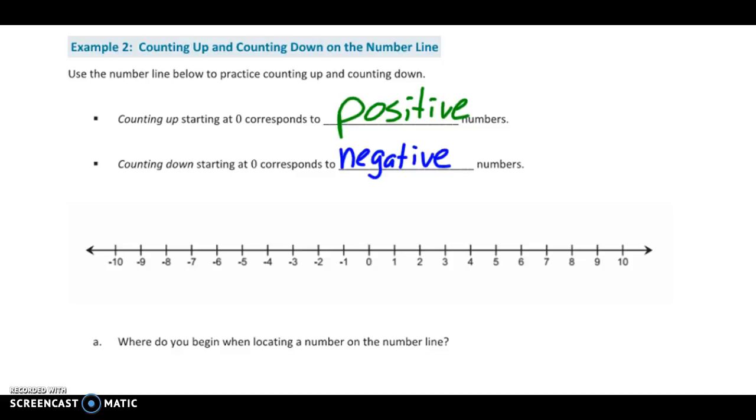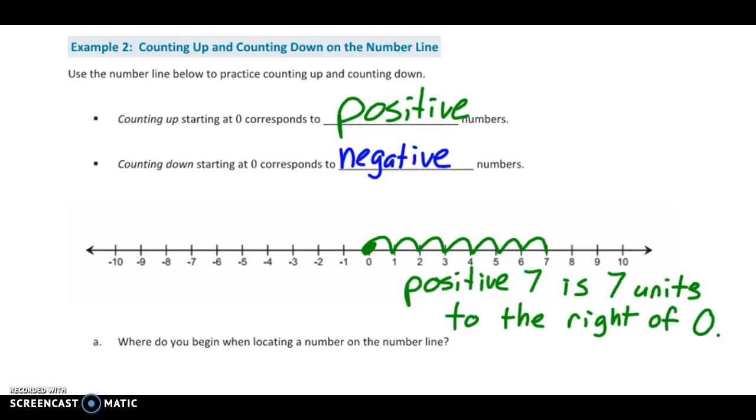The first number we're going to put on our number line is a positive 7, starting off with something simple. Now remember, if you're going to be counting to a positive 7, where you're really going to start is 0. Okay, a positive 7 would be represented by 7 jumps, right? Counting by 7, starting at 0 and moving to the right. This positive 7 corresponds to 7 units to the right of 0.